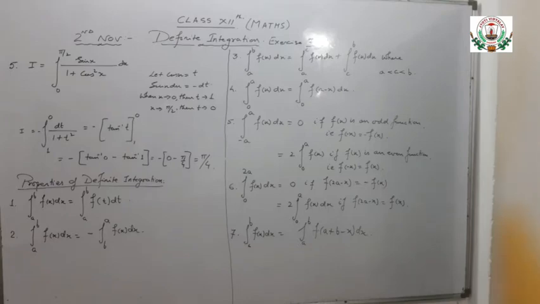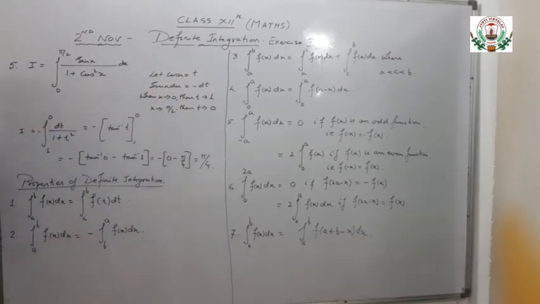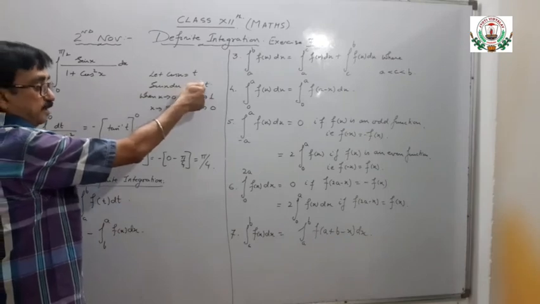Now let's come to question number 5. Integration 0 to pi by 2 sin x upon 1 plus cos square x. If we take cos x equals to t, we will get the numerator function sin x dx. Okay, so let us take cos x equals to t. So cos x differentiation is minus sin x. So here sin x dx is equal to minus dt.